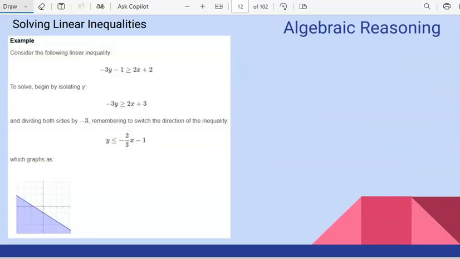Example, consider the following linear inequality. Negative 3y minus 1 is greater than or equal to 2x plus 2. To solve, begin by isolating the y. So let's add 1 to each side and rewrite it. Divide each term by negative 3. When you divide by a negative, you flip that inequality sign. You get y is less than or equal to negative 2/3 x minus 1.